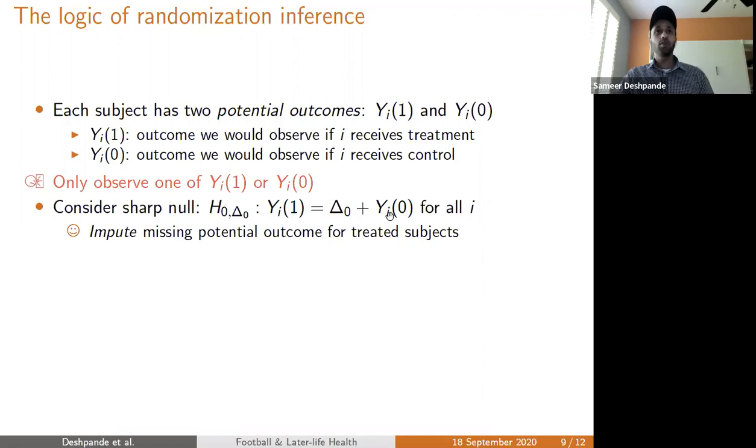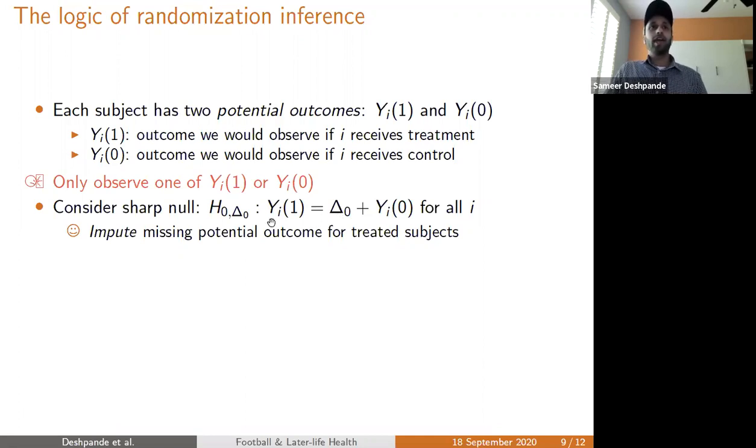If we look at this equation, we immediately note two things. The first is we only ever get to observe one of the two Y terms, right? This is the fundamental problem. However, if we're willing to assume that the null is true for some fixed delta naught, so maybe delta naught equal to zero is the hypothesis that there is no treatment effect for anybody. If for a fixed delta naught we're willing to assume this null, the sharp null, then we can actually impute the missing potential outcomes for the treated subjects.